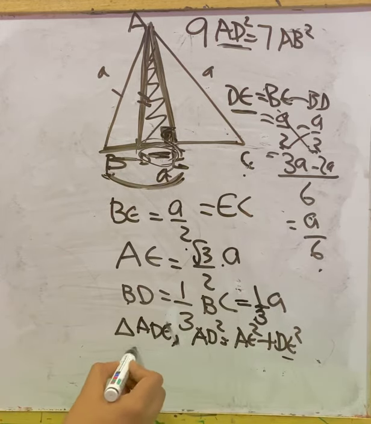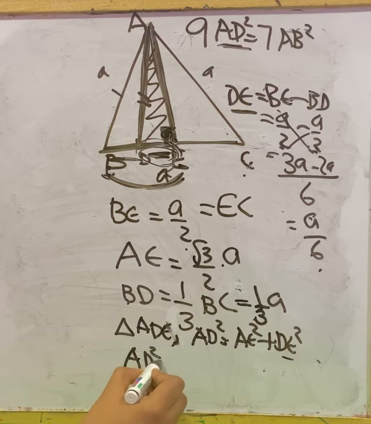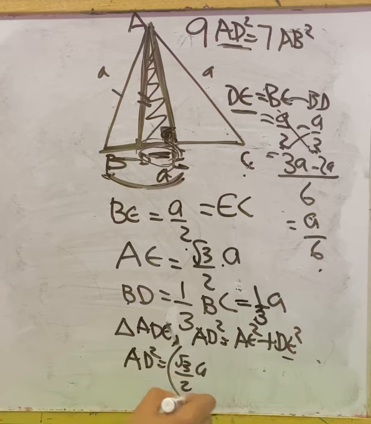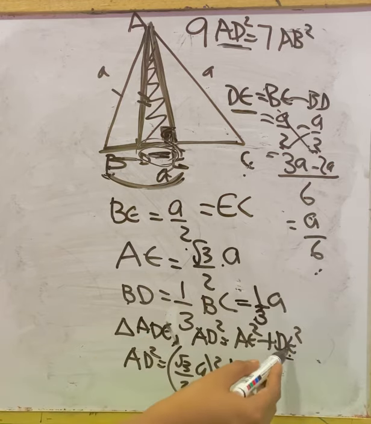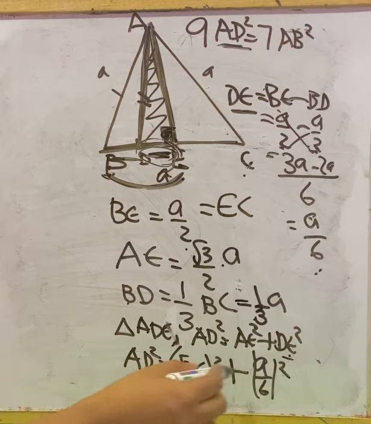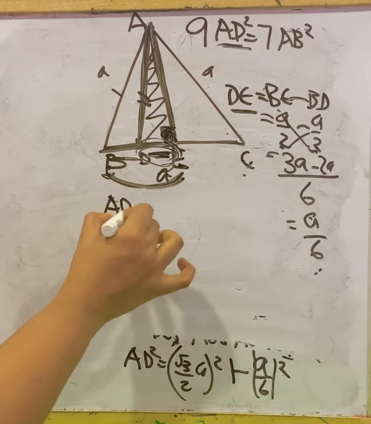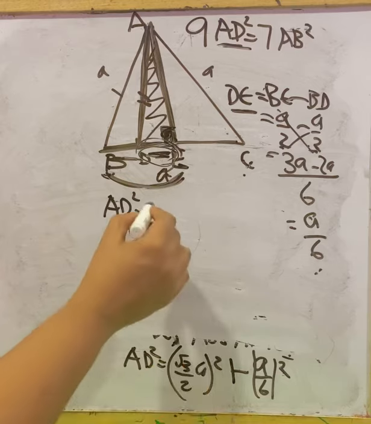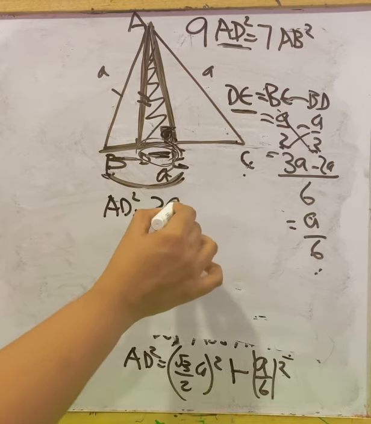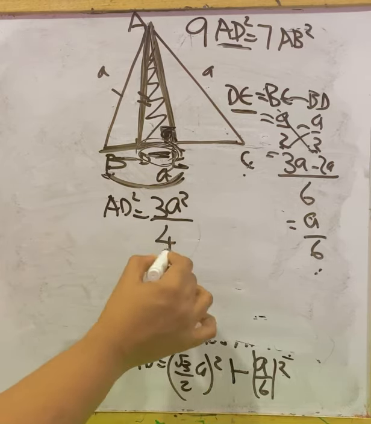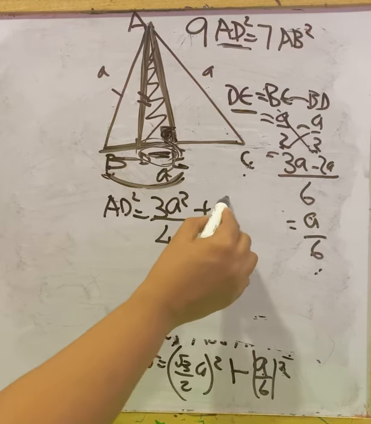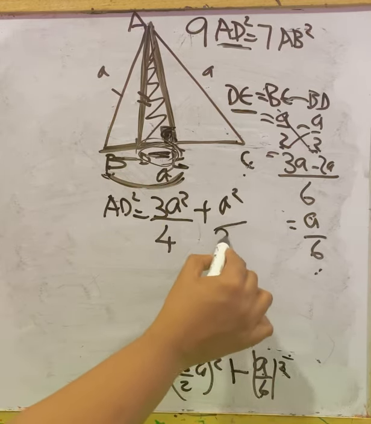So we have AD square is equal to AE, which is root 3 by 2 A whole square, that is AE square, plus DE, which is A by 6, DE square becomes A by 6 whole square. Now we have to find the value. AD square is equal to root 3 square, root gets cancelled. A square is there. 2 square is 4, plus here A square by 6 square is 36.